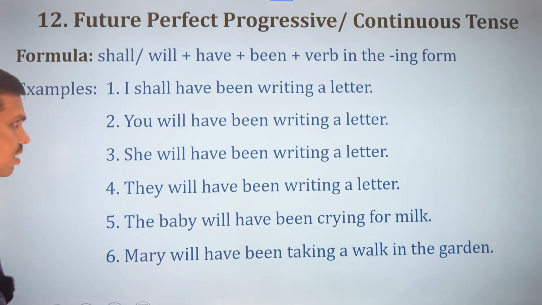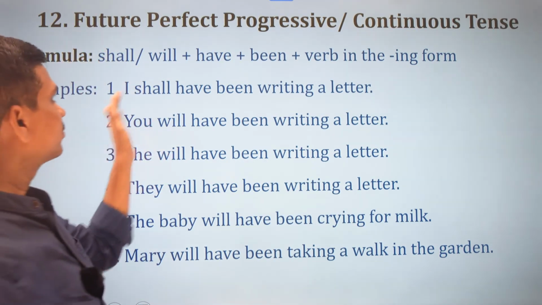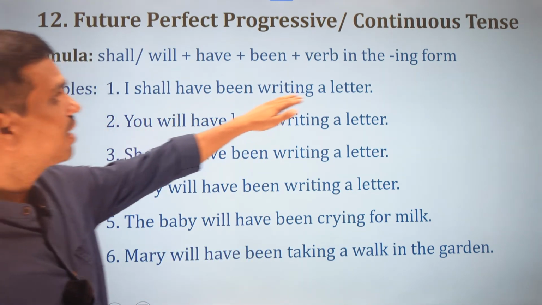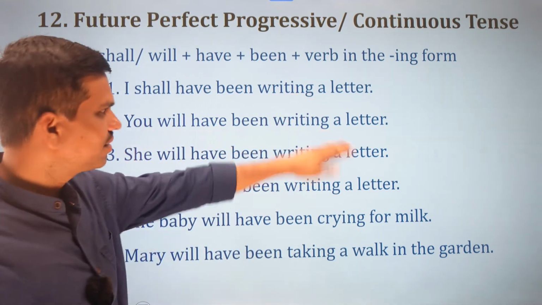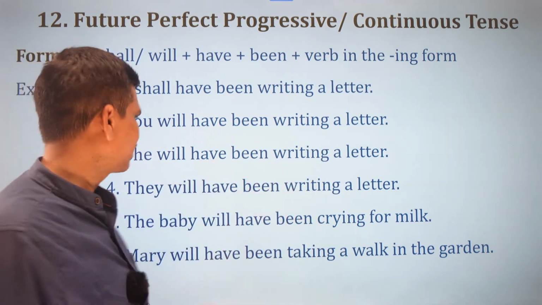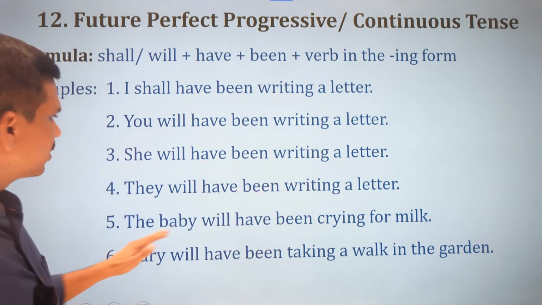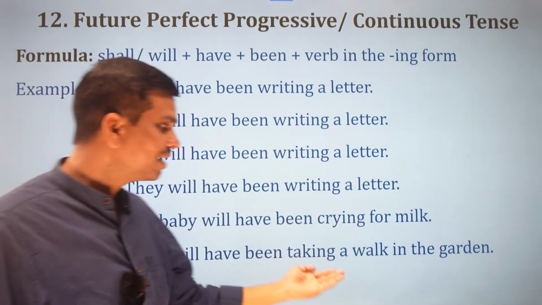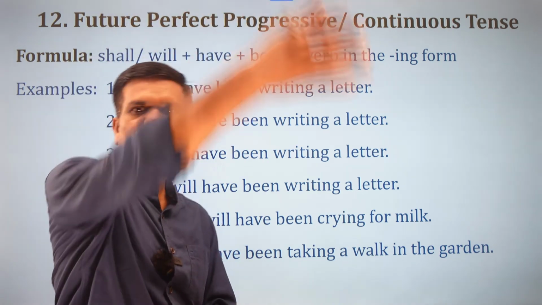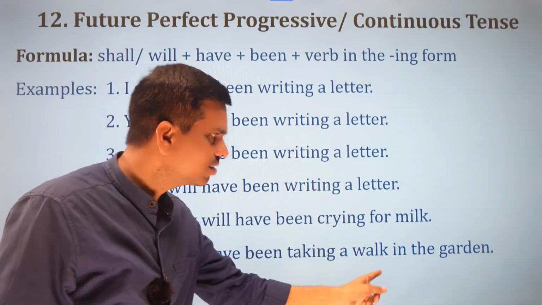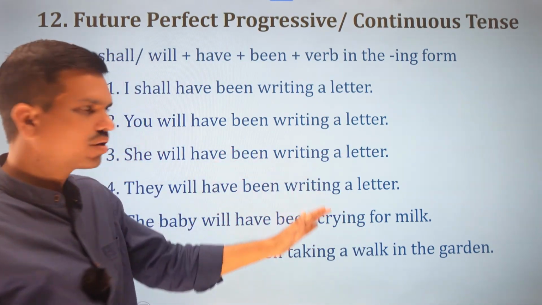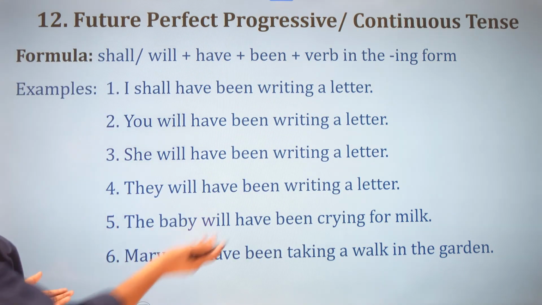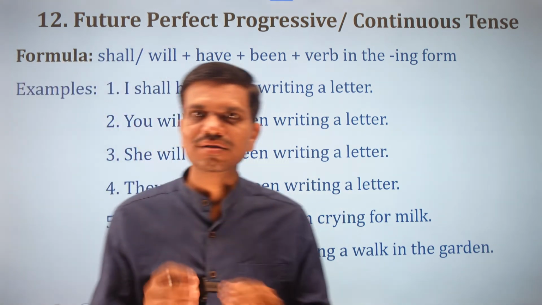Now you can fit that formula in our regular example. Here you see, I shall have been writing a letter, you will have been writing a letter, she will have been writing a letter, they will have been writing a letter, the baby will have been crying for milk, and the last, Mary will have been taking a walk in the garden in future. So all these things express the future. The action is not complete, but it may be completed in the future, right? Okay. So I hope now you understand all the tenses.